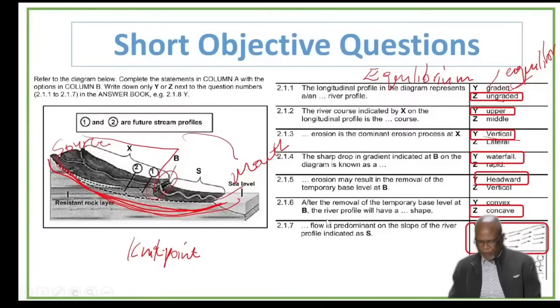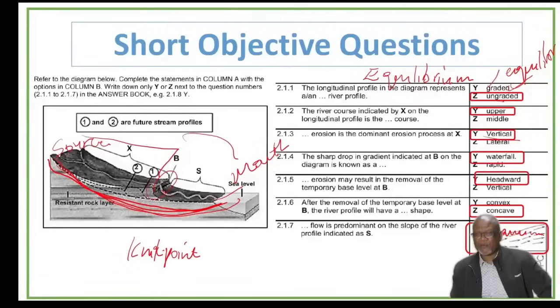Now, the flow is predominant on the slope of the river profile indicated as S. Now, what is the stage here at S? The stage at S here is called lower course. It's at the lower course because you can see this is where the river is joining the sea, and you can see already here the river is winding, and as the river winds, that process is called meandering. The river is meandering there, and that indicates that it is the lower course. And then what will be the dominant flow here? This is what we call a laminar flow.